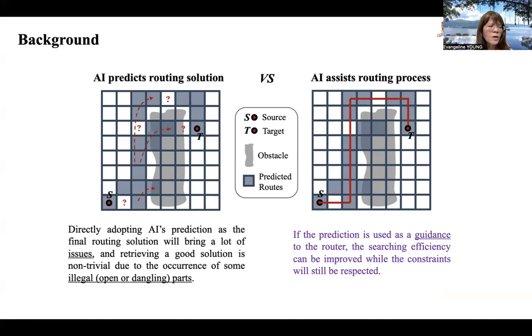Accumulating these experiences tells us that it may not be good to use AI to generate a complete routing solution, because there will be a lot of issues like opens or some dangling parts. So it will be hard for the AI model to generate a complete clean routing solution. But rather, it will be good if we can use AI to generate some guidance for the corresponding EDA tools, for the routers.